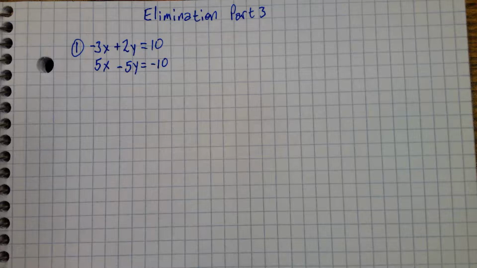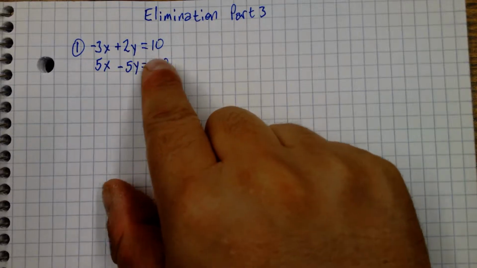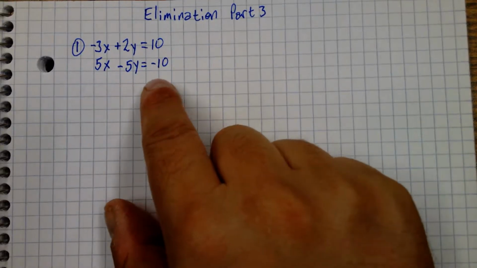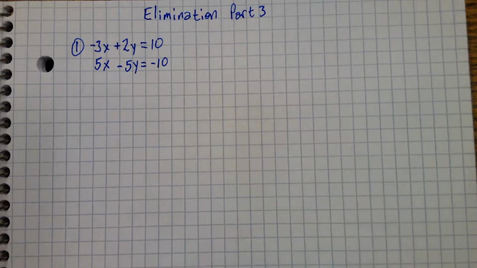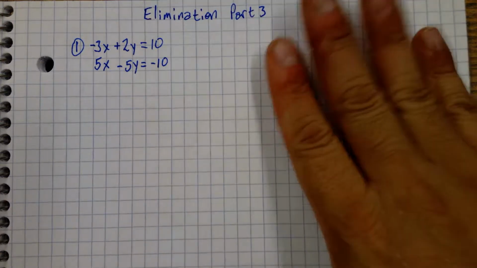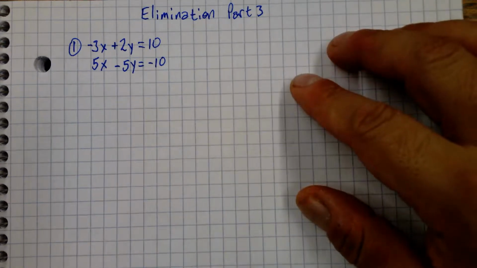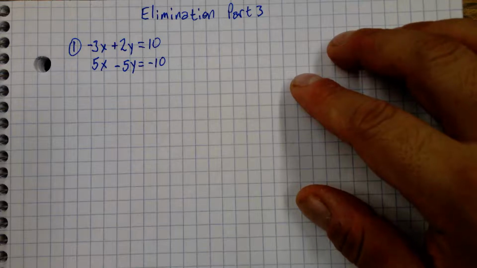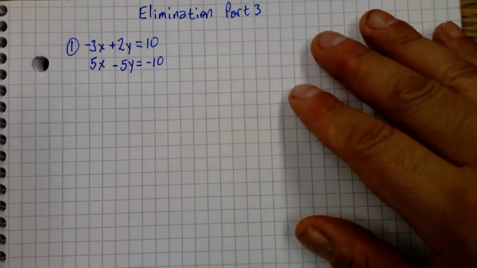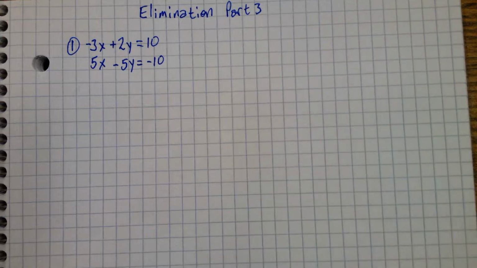So we have a system here that has two equations, negative 3x plus 2y equals 10, 5x minus 5y equals negative 10. Let me remind you that these represent lines if we were to graph them, and we're looking for their point of intersection. Next week, we'll talk about what happens if we don't graph: how do we determine if it's parallel lines, meaning no solution, or coinciding lines, meaning infinitely many solutions. We'll learn about that, but that's next week.